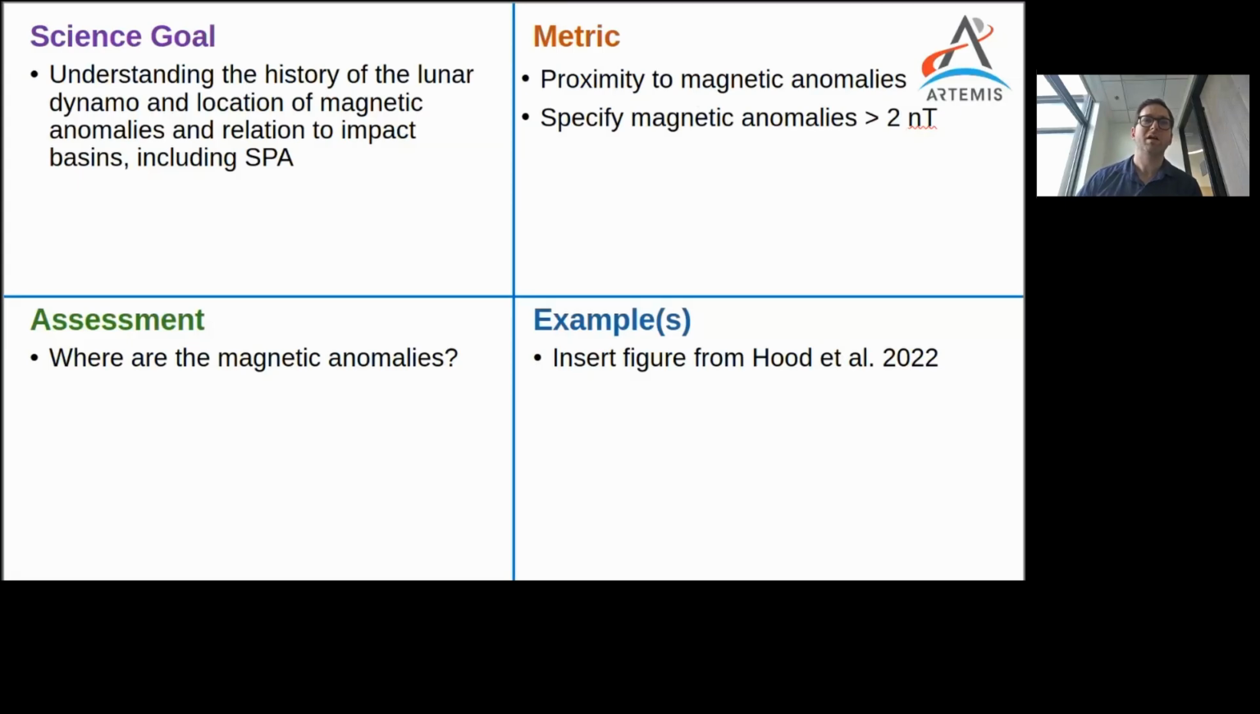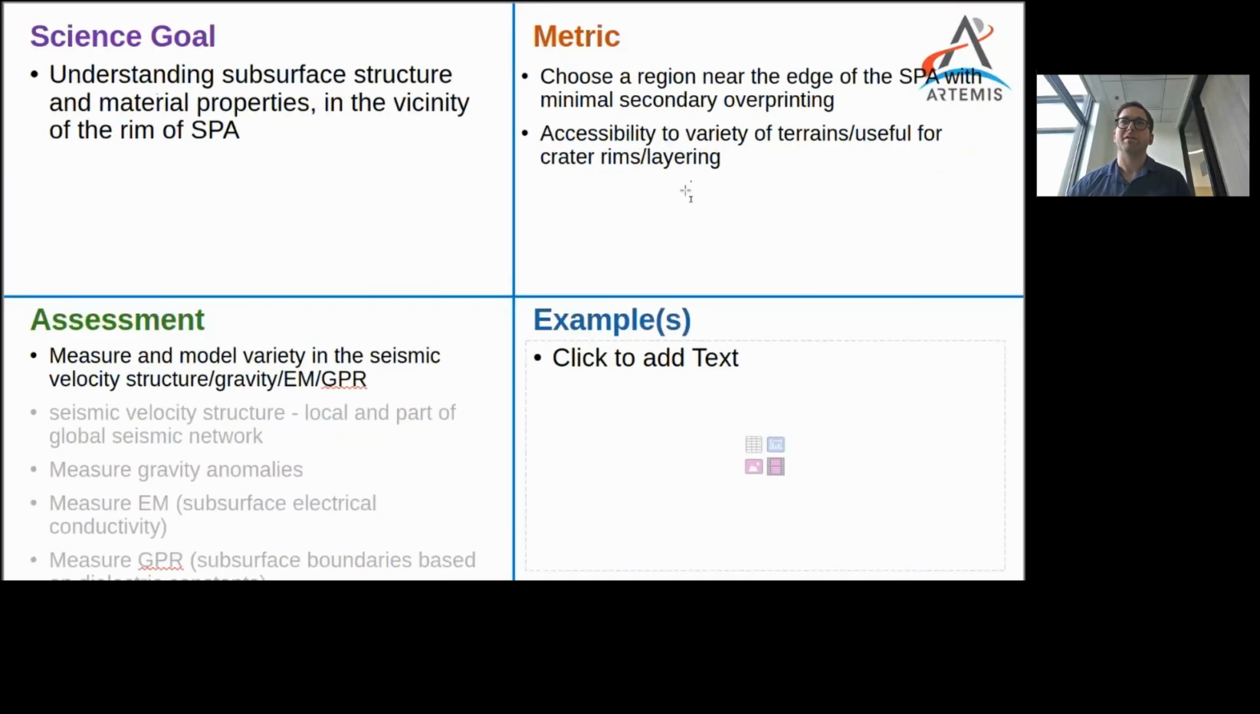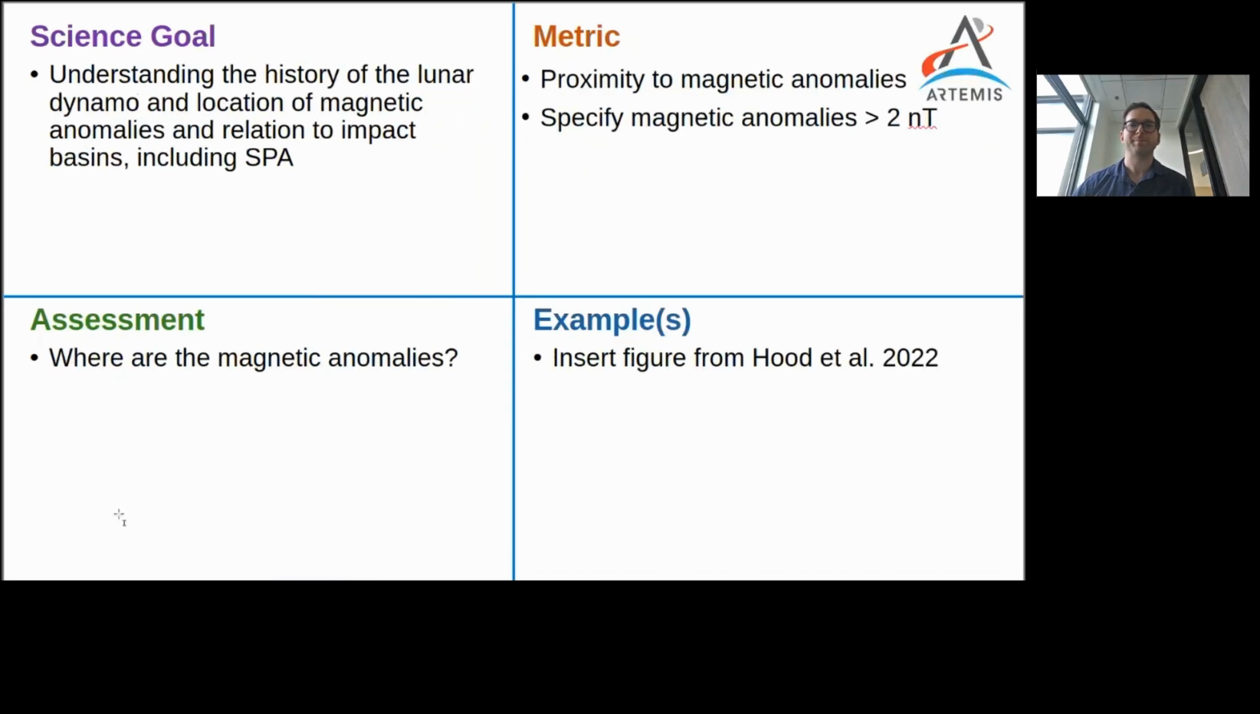Another thing that came out in our discussion is that the Lunar Geophysical Network has done lots of work looking at metrics for where a geophysical network, a suite of instruments, could provide the best scientific output. And so potentially for this more broad metric of just understanding the subsurface structure and material properties, we could look to what they have done and get some insight from that.